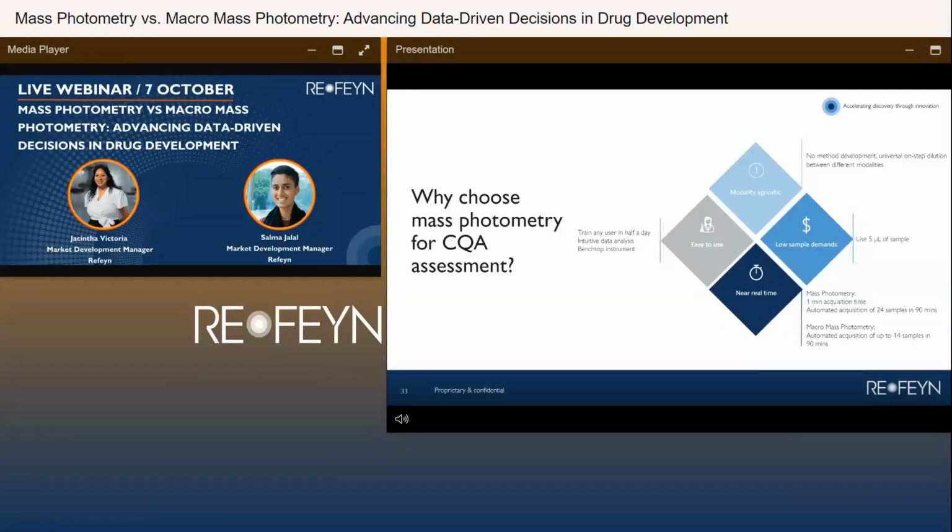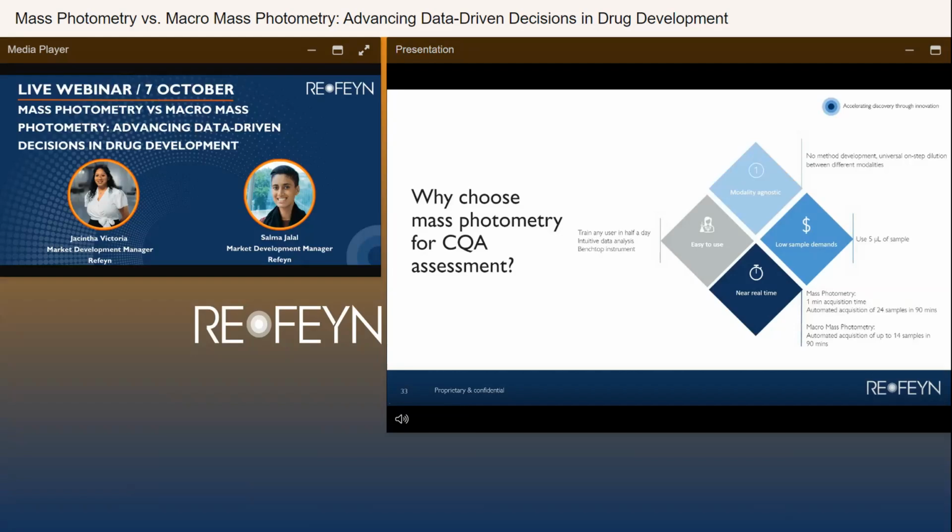Mass photometry or macro mass photometry has very minimal method development. And one thing to highlight is that it can be adopted across modalities, like we've shown here, going from mAbs all the way to large viral vectors. Another thing is, irrespective of the modality used, sample preparation is very expensive, which means whichever technique has low sample demands for measurement is key. Unlike other tools which need high micrograms or high microliters or milliliters of sample for measurement, mass photometry only requires 5 microliters.